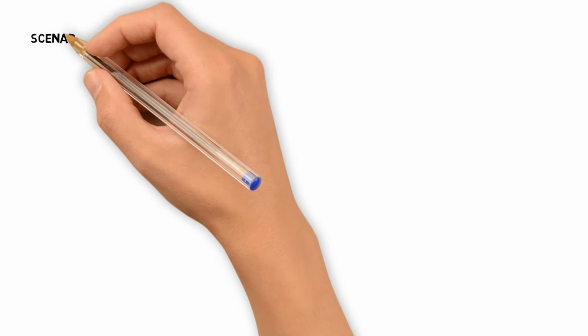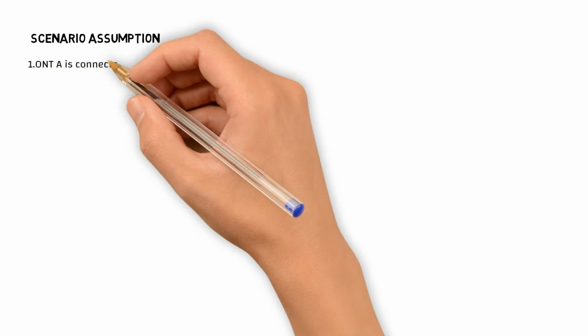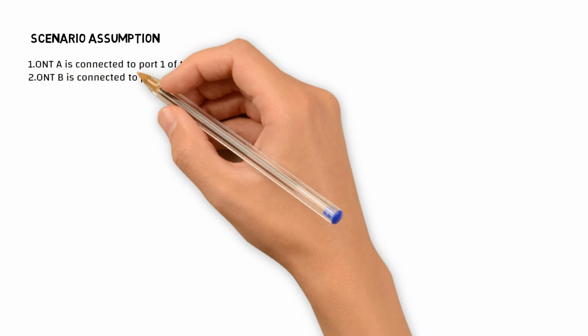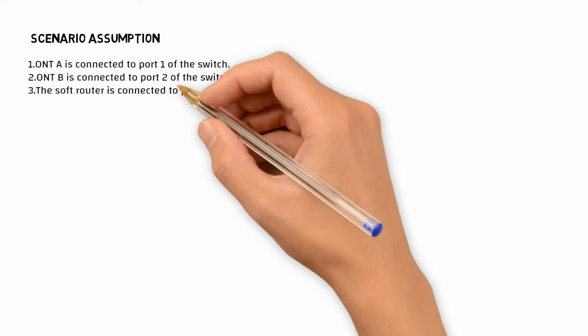In this tutorial, the scenario assumes the following setup. Optical modem A is connected to port 1 of the switch. Optical modem B is connected to port 2 of the switch. The soft router is connected to port 7 of the switch.